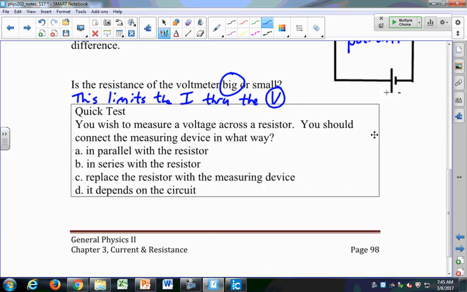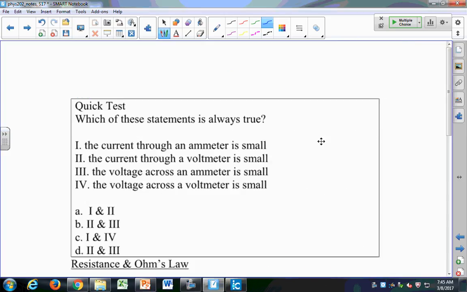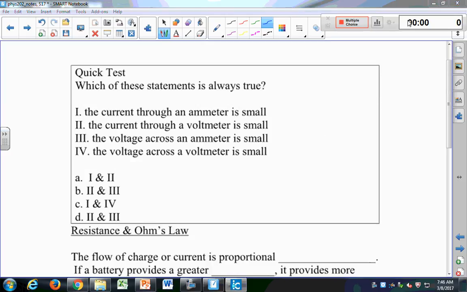Hey, a little geometry for you this morning. Well, let's do this one, and then I'll give you a little bit of geometry. Which of these statements is always true? The current through an ammeter is small, or you can read it. Which of these statements is always true?